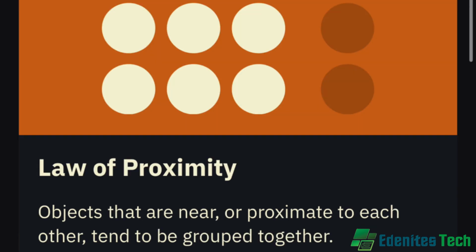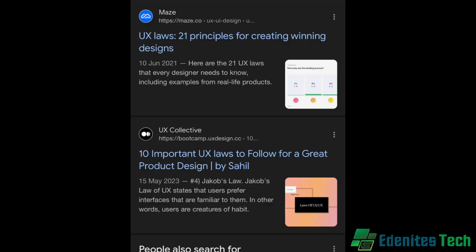The law of proximity. Objects that are near or proximate to each other tend to be grouped together. Just like I explained, you see that on this particular screen, I browsed the laws of UX. You see that this is a Google screenshot. You see that the first one is from Mesa. Despite the fact that these are from different sites, Google were able to group them together because they have similarity and you can easily scan them all through, irrespective of the fact that they are from different websites.